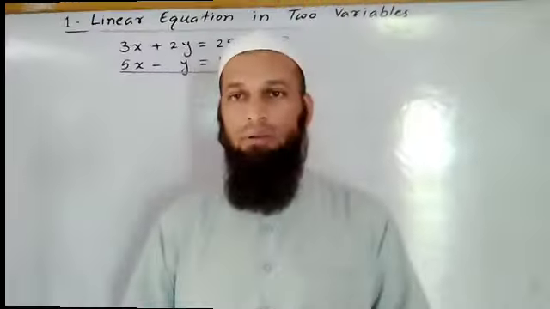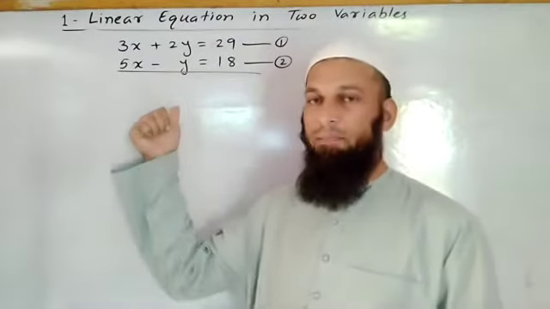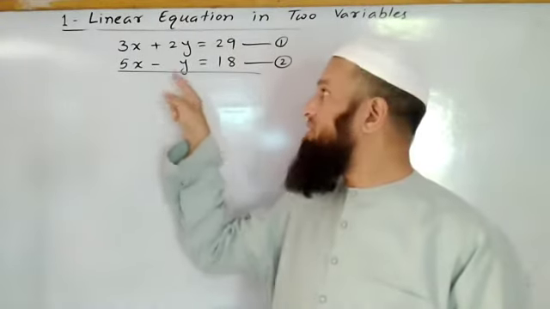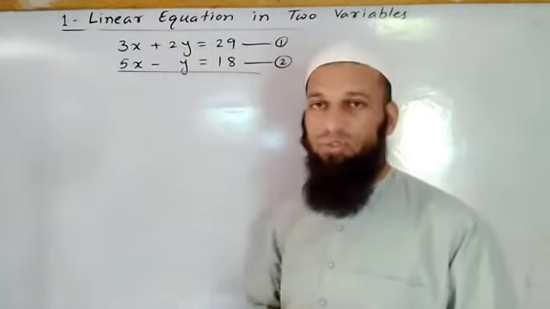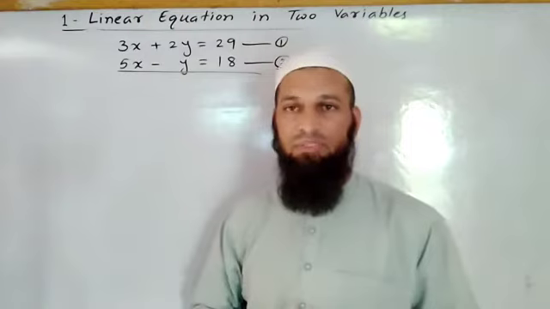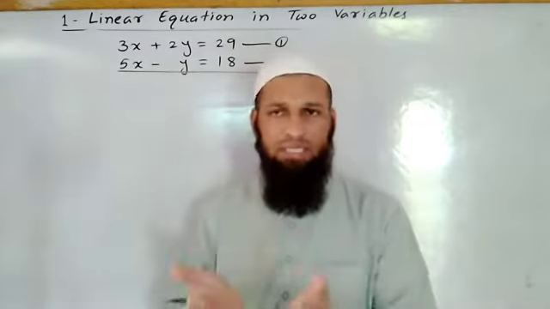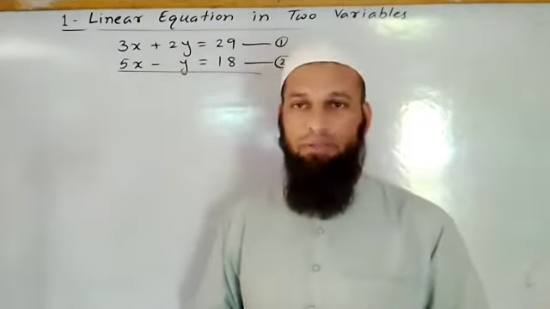See one more example. See this example. There are two simultaneous equations. 3x plus 2y is equal to 29. 2x minus y is equal to 18. These two simultaneous equations we will solve now by the same elimination by equating the coefficient method.